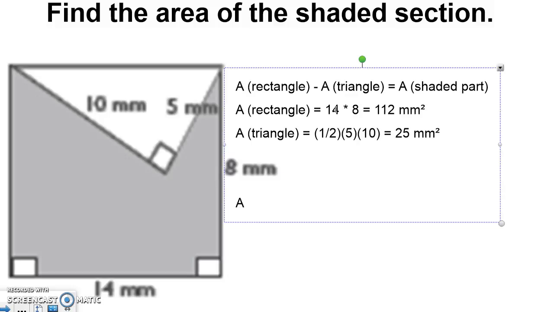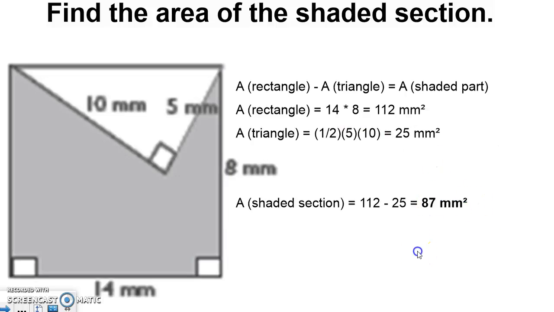So to get the area of just the shaded section, or part, I do the area of my rectangle, which was 112, minus the area of my triangle, which is 25, and the area of just the shaded section is 87 millimeters squared. So this is just like 2 problems in one. We had to take the whole rectangle and subtract out this triangle to get just the shaded part.